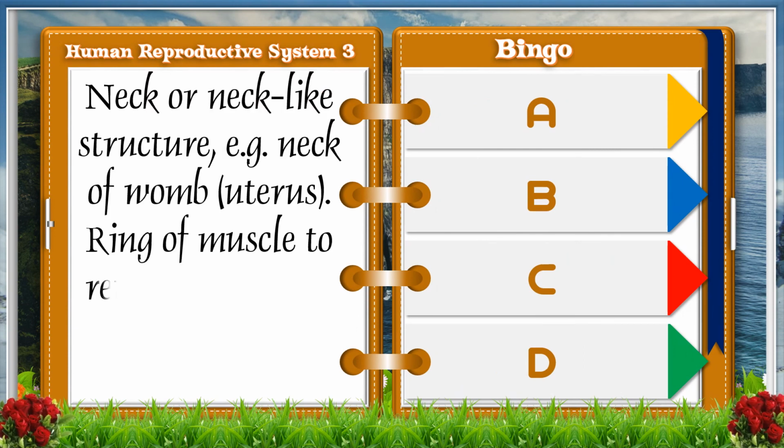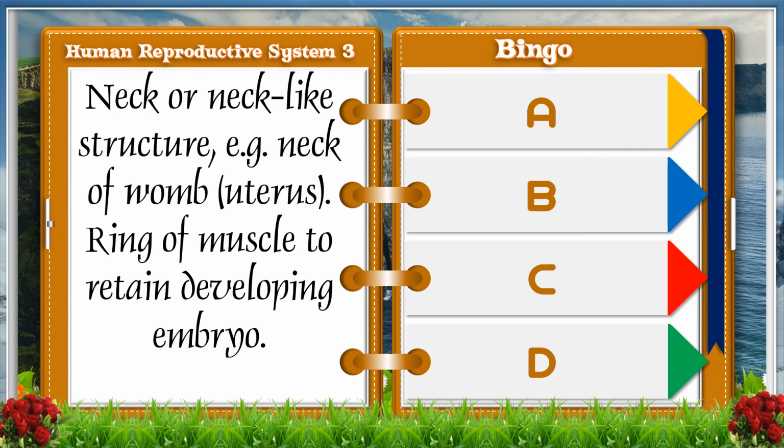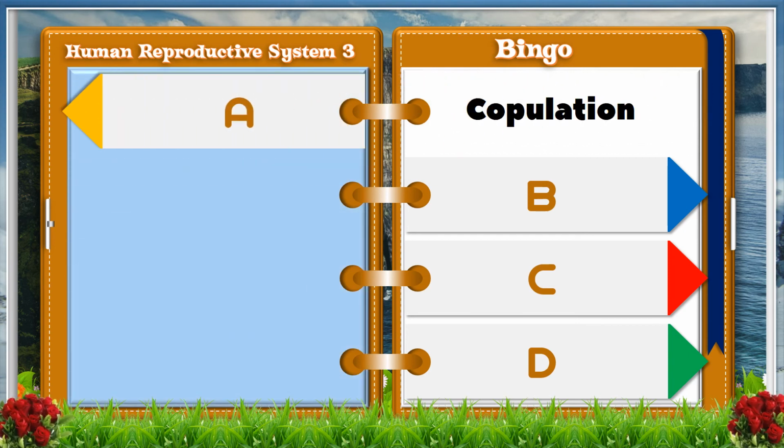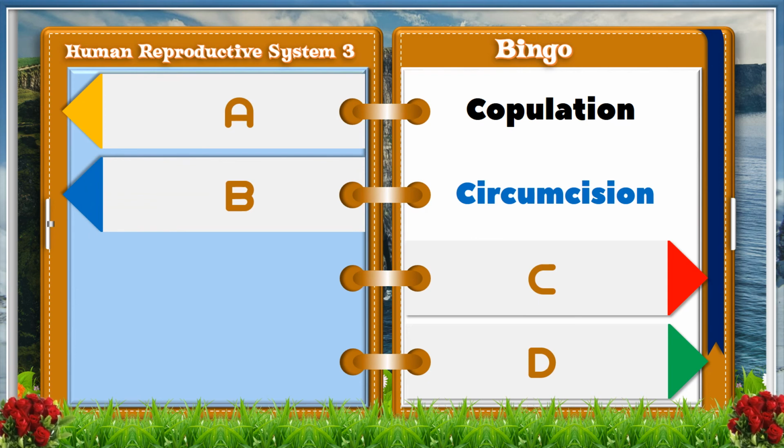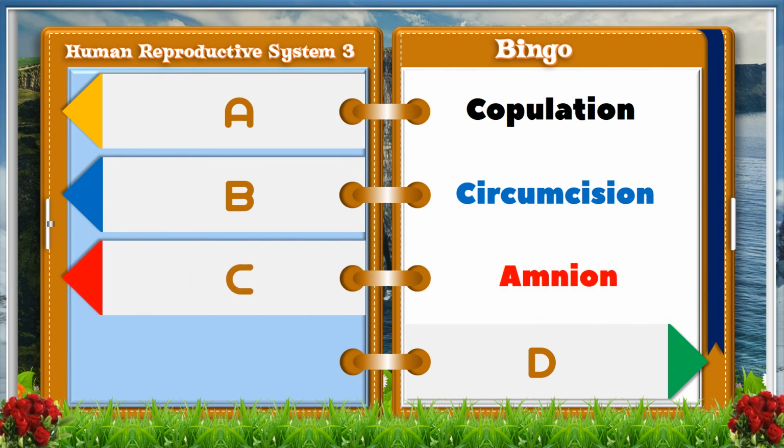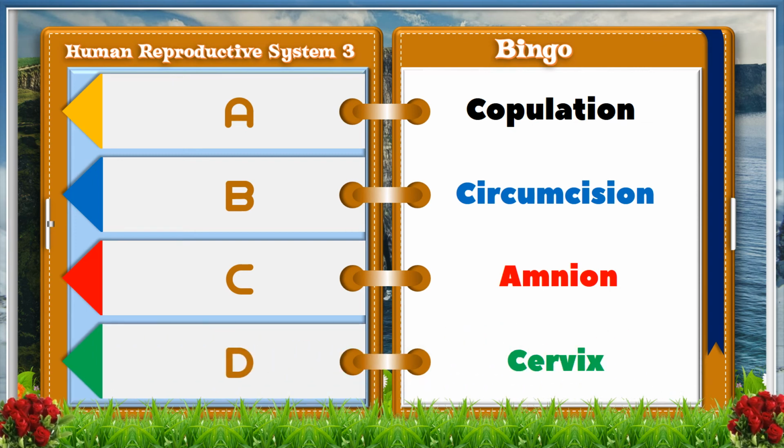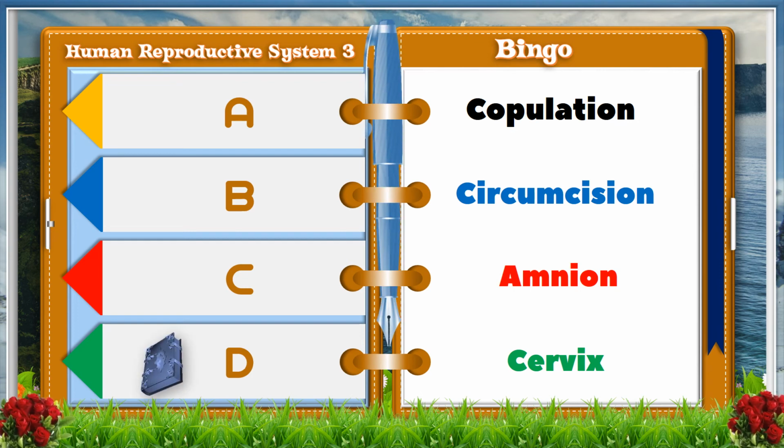Neck or neck-like structure. For example, neck of womb, uterus, ring of muscle to retain developing embryo. A. Copulation. B. Circumcision. C. Amnion. D. Cervix. And the answer is C. Cervix.